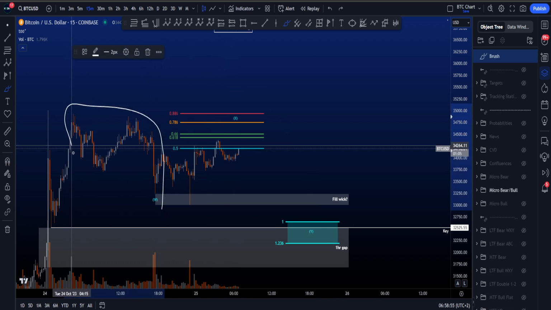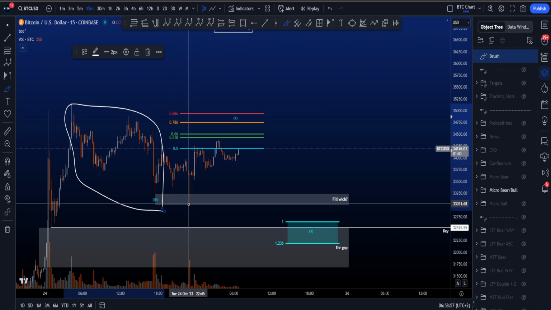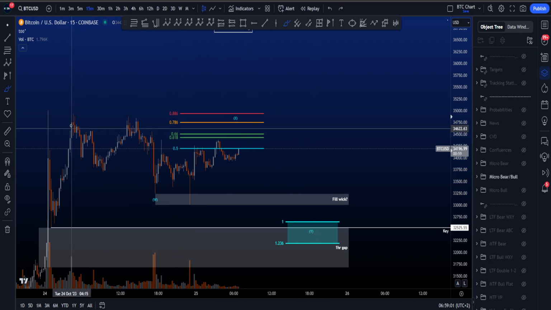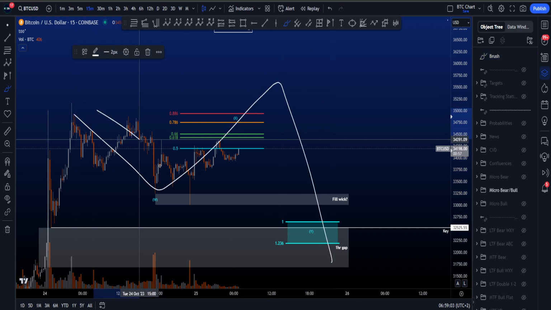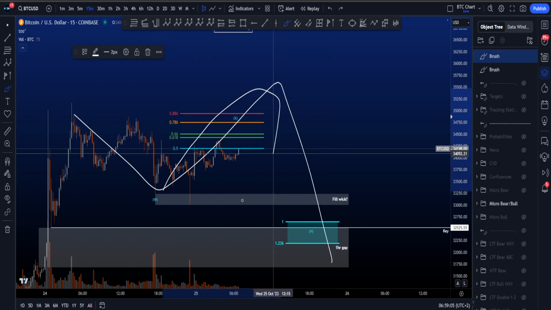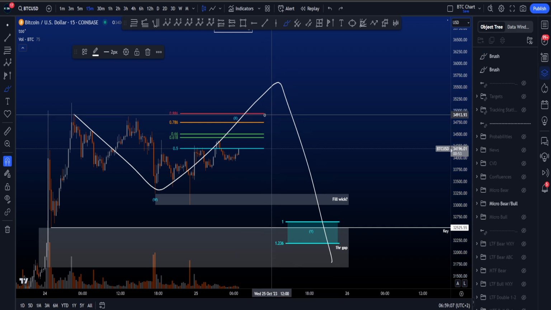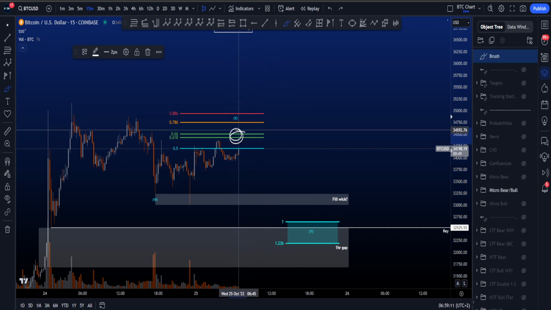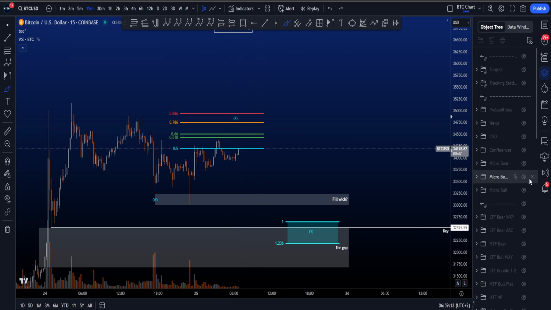But because the first structure is a 3-wave structure, you can have a WXY, which is a 3-wave structure, or you can have an ABC, which also starts with a 3, another 3, but then you get a 5 wave move. So that is something we have to observe, especially in case price manages to get above resistance over here.